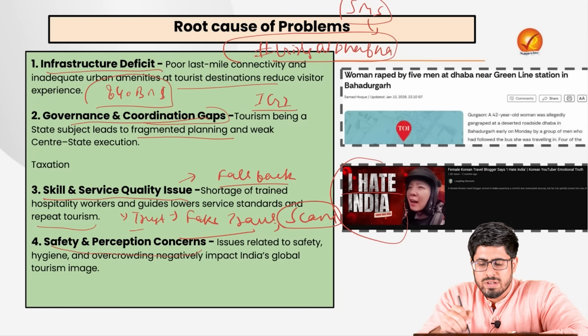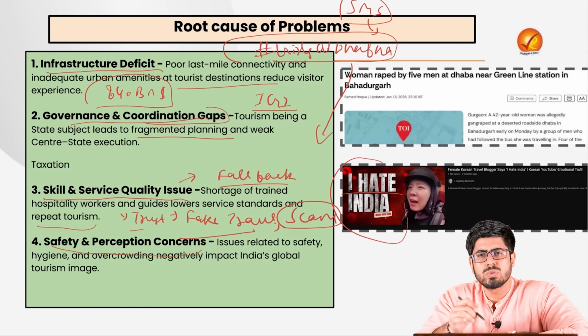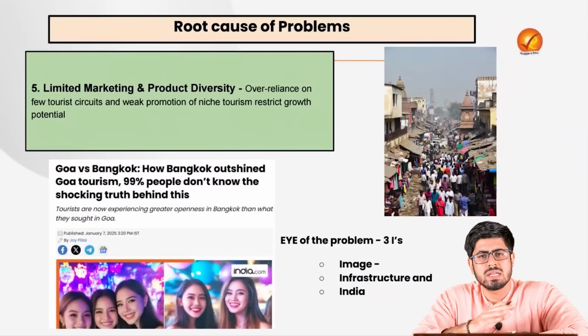And today only we discussed that last night we saw one girl was raped in one of the dhabas in Bahadurgarh, which is very near to Delhi, 20 kilometers away from Delhi. If that is the situation in the national capital, how can we expect foreign tourists, especially female foreign tourists, to visit India? This is one of the major drivers against India.